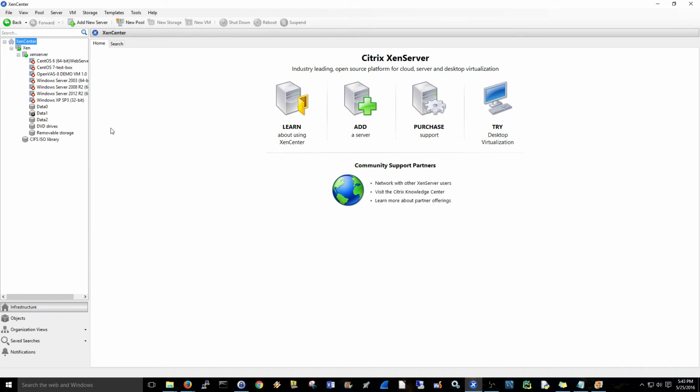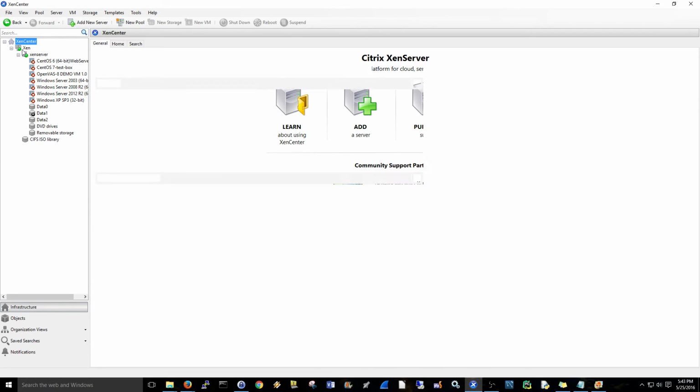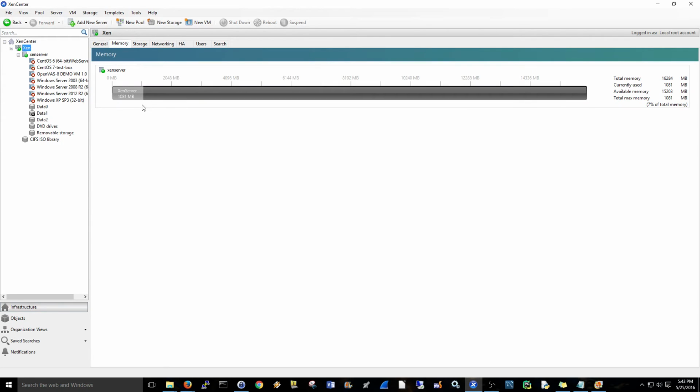But a couple differences: number one, on the good side, the Xen server did find my NICs, where ESXi didn't, so there you go. And so that's good. Not so good is it uses about a gig of memory. ESXi, I believe, is using about 175 megs. So just be aware, it's not a huge deal, but it is something notable.